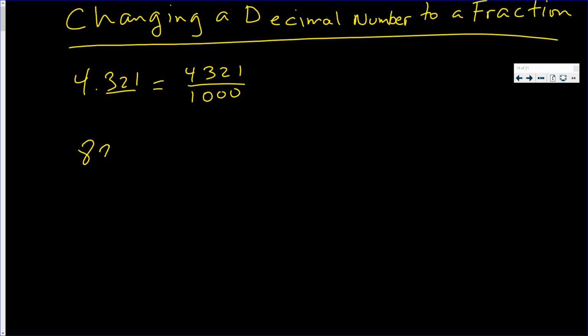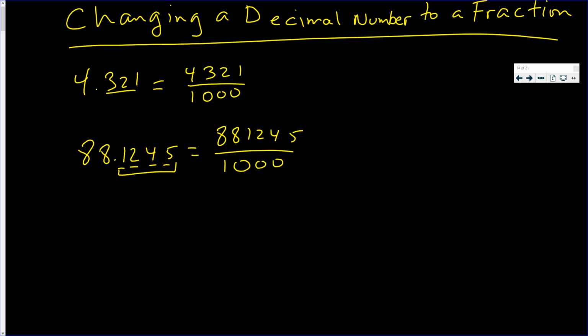Suppose you have 88.1245. You write down the number on the left without any decimals. Okay? And then in the bottom, you put 1 followed by however many decimal digits there are. 1, 2, 3, 4. So I put 4 zeros. Problem's done.